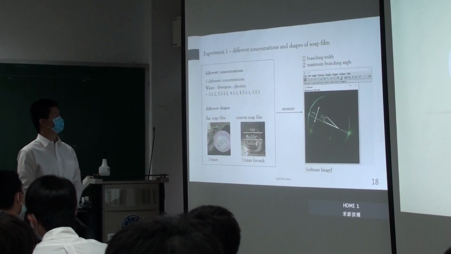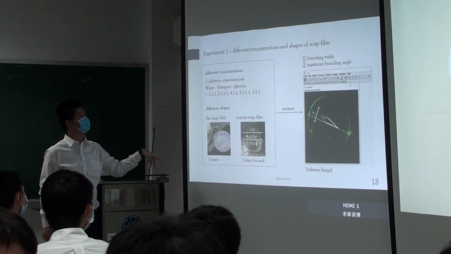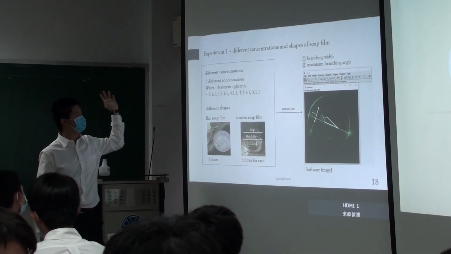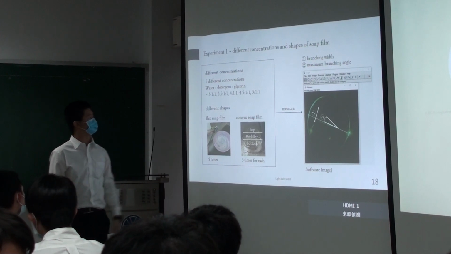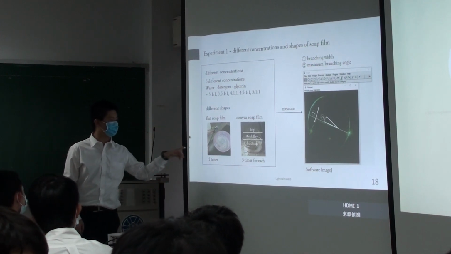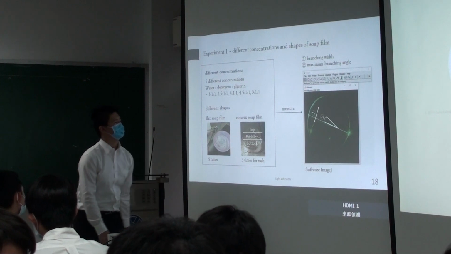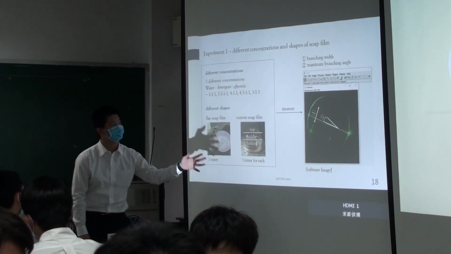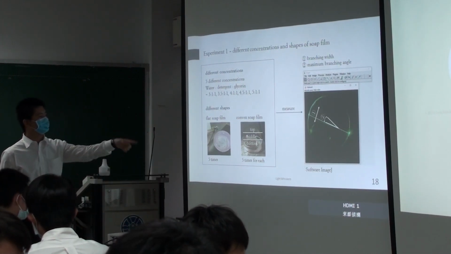Now, we have five different concentrations of water, detergent, and glycerin. That's what we use. For shapes, we have a flat soap film, shot 5 times, and then a convex soap film, which we shot through the top, middle, and bottom 5 times each. And then we can measure with software.